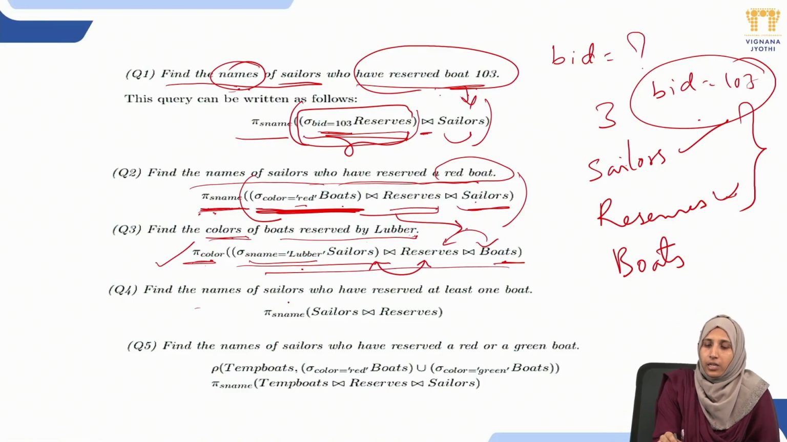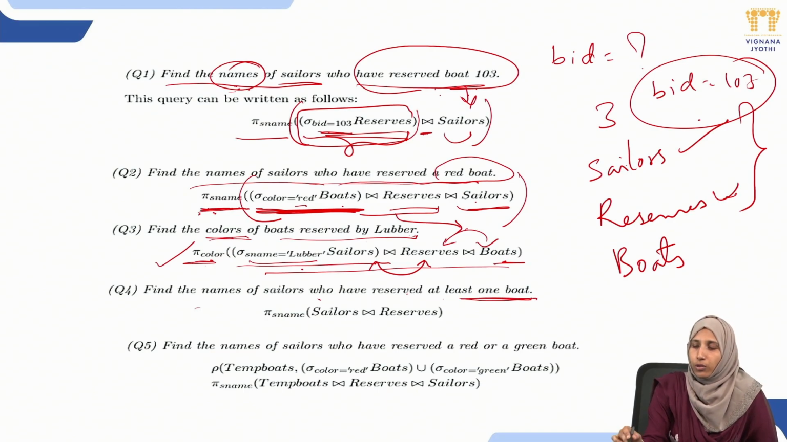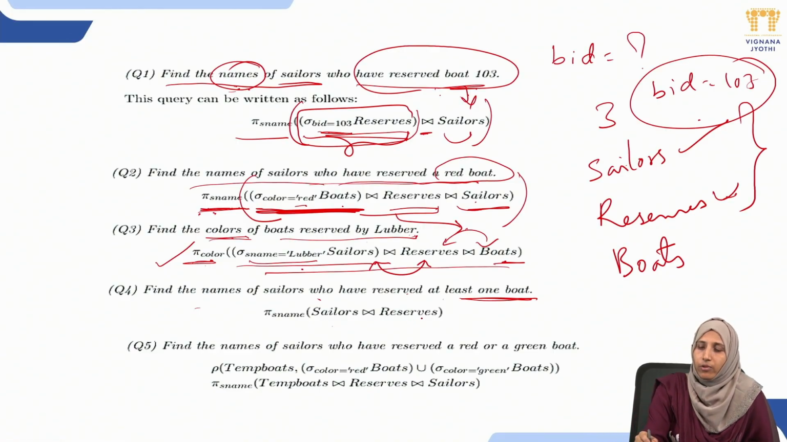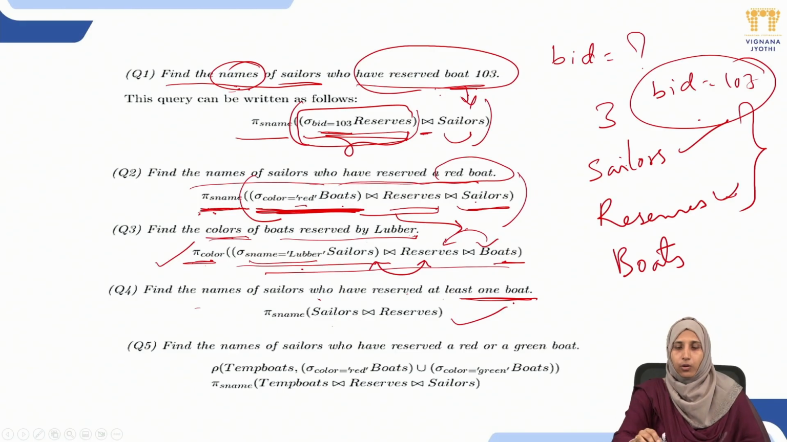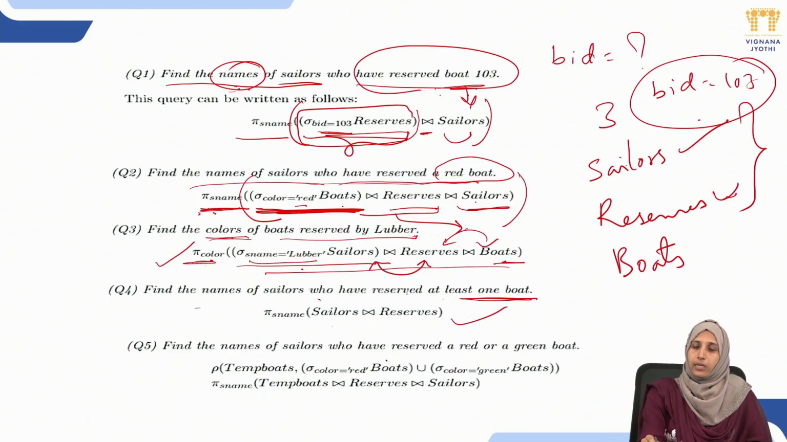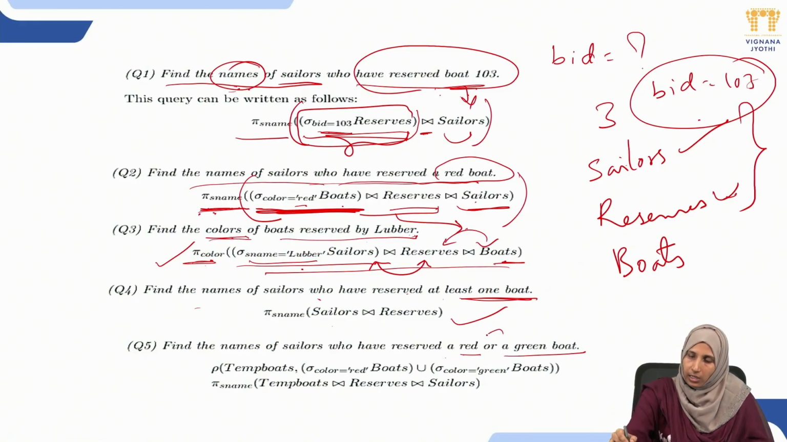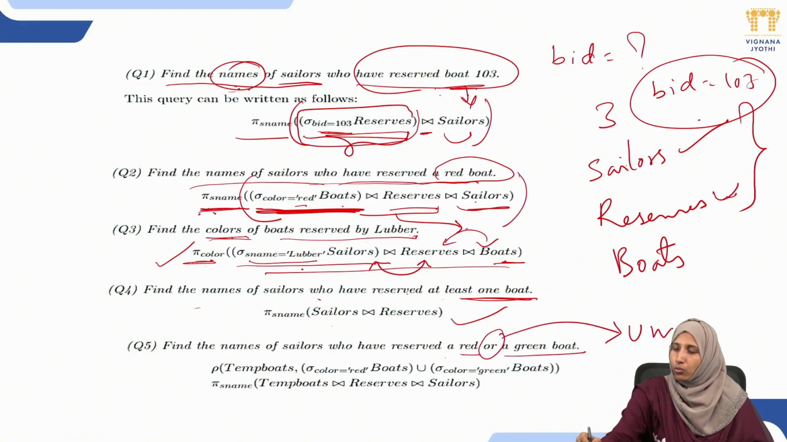Next, the fourth query. Find the names of sailors who have reserved at least one boat. At least one boat. BID details are in the reserves table, and there is an SID column present in both sailors and reserves. So with the help of the reserves table and the sailors table, you can display all the details. Then find the names of sailors who have reserved a red or a green boat. Since there is the keyword or, we can make use of the union operator. It says either this or this. If the or keyword is there, we can use the union operator. If the and keyword is there, we can use the intersection operator.